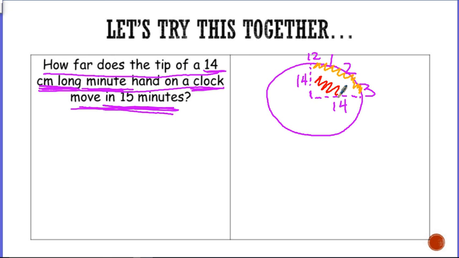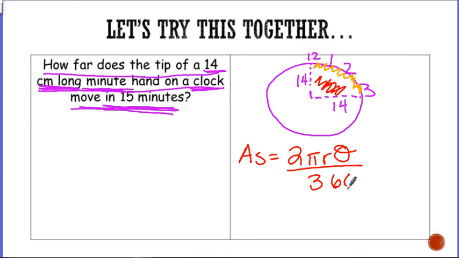and this orange part is the arc length of this sector, this red sector right here. All right, so in order for me to do that, you would go to your formula sheet and you would see that the arc length of a sector equals 2 pi r theta over 360.